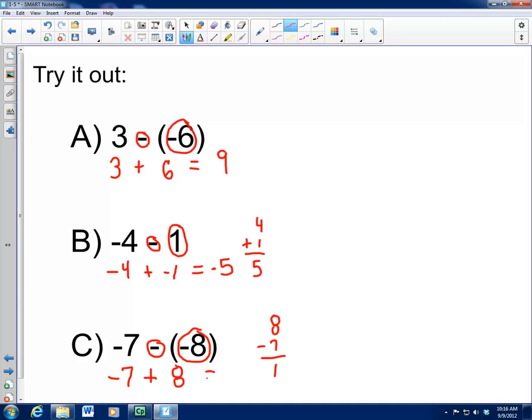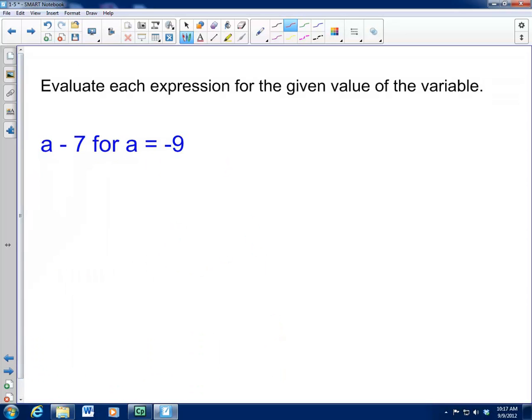Now I need to look back over here and figure out if this is going to be positive or negative. I need to look and see which number has a larger absolute value. Well, 8 is going to have a larger absolute value than -7. And since 8 is positive, that means my answer is going to be +1. It's not too difficult, I wouldn't say. All right, let's take a look at our last example.